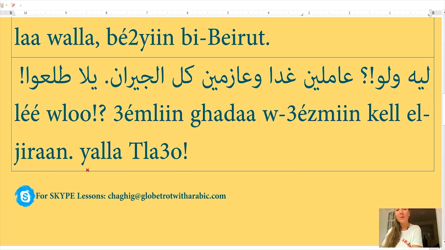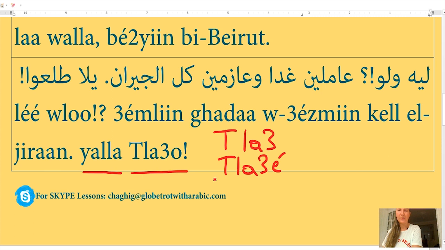يلا طلعوا. يلا means come on. يلا. طلعوا is the imperative form of verb طلع. طلع means go up in the masculine form. طلعي means go up in the feminine form. That's also the imperative form. طلعوا is the plural form of go up.